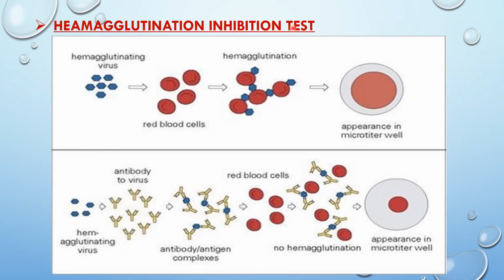Next is the hemagglutination inhibition test. There are certain viruses which bear hemagglutinin spikes over their surface. So when we mix these virus particles with RBC, they cause clumping of RBC. This is known as hemagglutination. They have hemagglutinin spikes over their surface, so they can cause agglutination of RBC.